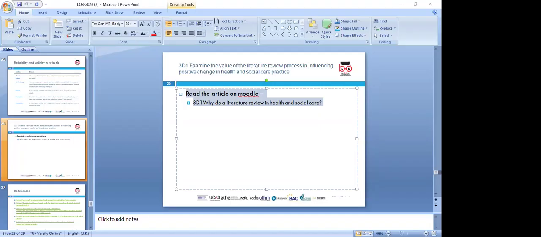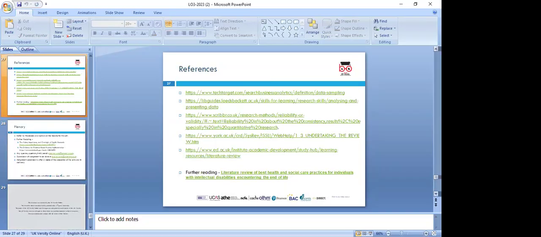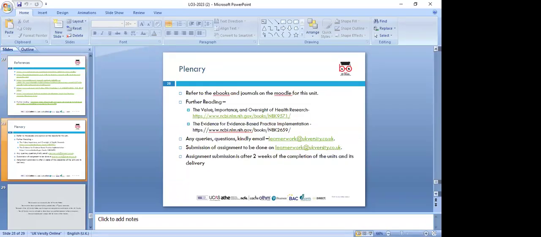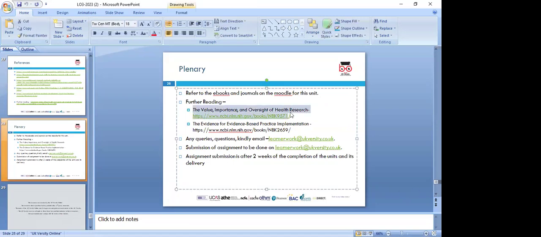Good. Are we together? We just bring our lectures to an end. And these are references. So these are your references, okay? You can get all this on your student model. All right. So you have to do further readings. The values, importance, oversight of research. You need to read about them. Very, very important.